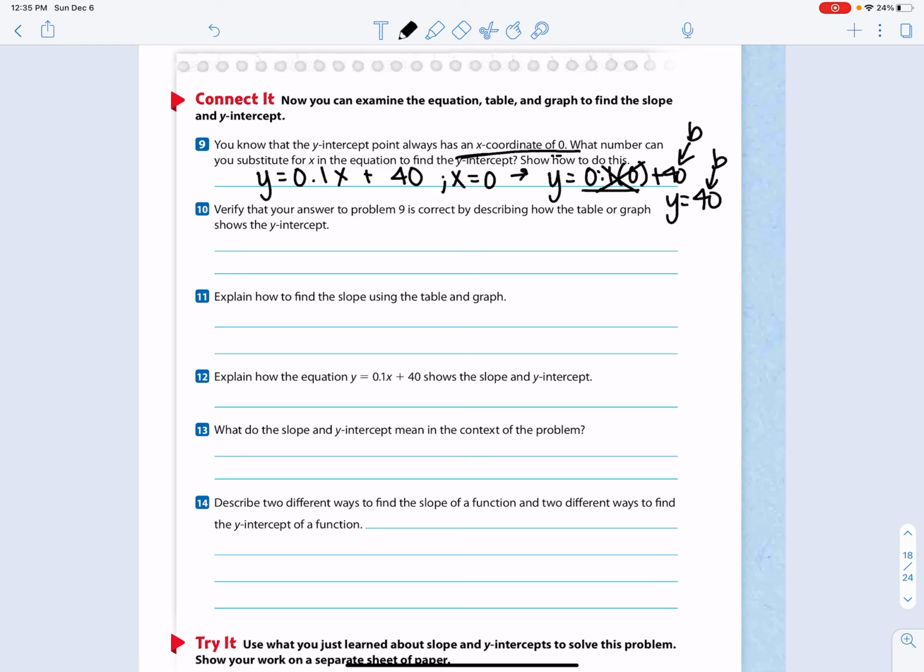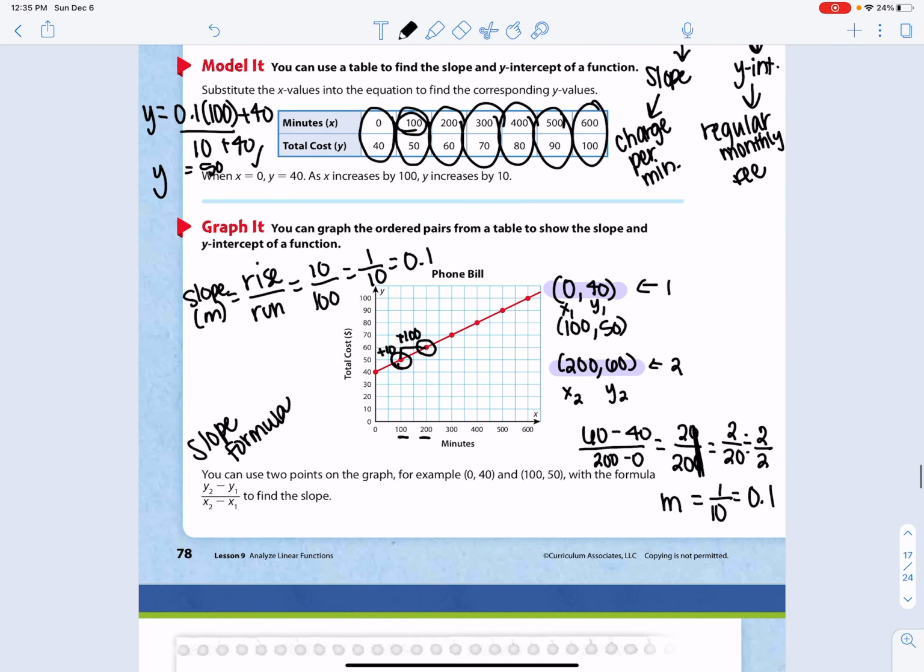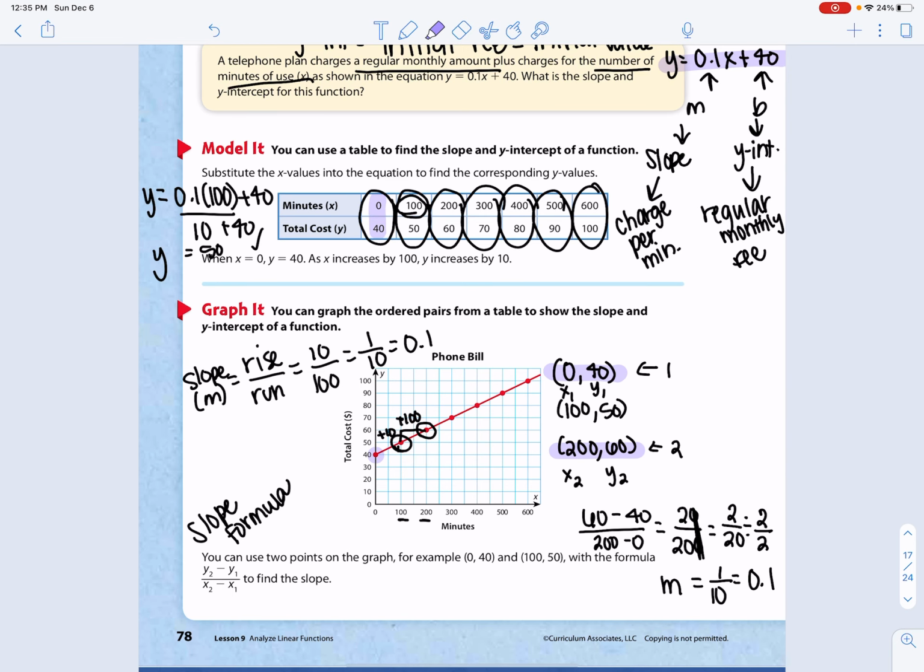All right, verify that your answer to problem 9 is correct by describing how the table or graph shows the y-intercept. I'll do both just in case, so you can go ahead and check your paper as well. In the table, when x is 0, y is 40, so that's how we know it's our y-intercept. In the graph, it's where our line crosses the y-axis. That's how you know it's the y-intercept. Okay, and again, you can just check that here. Our line crossed the y-axis at 40, and in our table, when x was 0, y was 40.